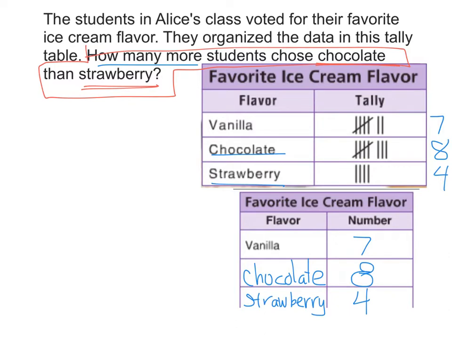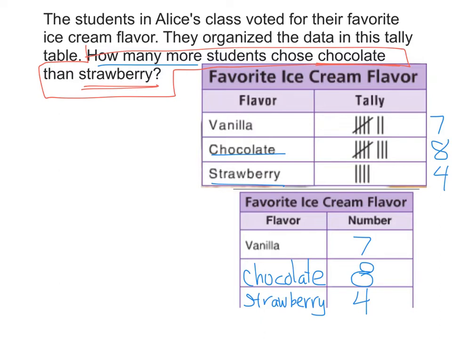Now let's look back at the question we have to answer. How many more students chose chocolate than strawberry? Now you know that's not a joining problem. That's actually a comparing or a comparison. We're comparing chocolate to strawberry, or rather, how many more students chose chocolate than strawberry. So you know that we would have to subtract to find the difference.